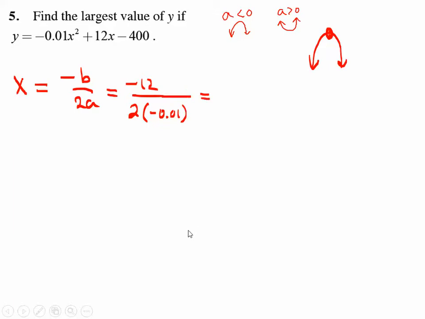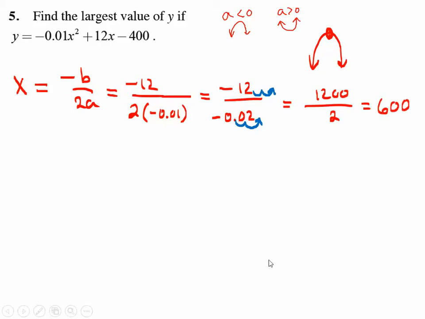Whatever that is. Again, use a little calculator if you need to here. I'm going to do the old-fashioned way here. First I'm going to move these 2 over, so 1, 2, so I'm going to multiply by 100 on the bottom, get rid of the negatives here. So that would be actually 1200 divided by 2, or 600. And that's the x-coordinate, but I don't want the x-coordinate.